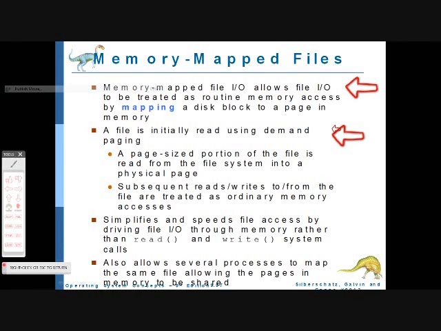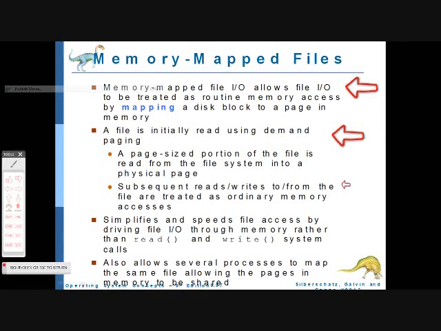A page size portion of the file is read from the file system into a physical page. Remember that a physical page is located in the random access memory. A page size portion of the file is coming from the file system, which is located in the hard disk drive. Another point is that in memory map files, subsequent reads and writes to and from the file are treated as ordinary memory accesses.